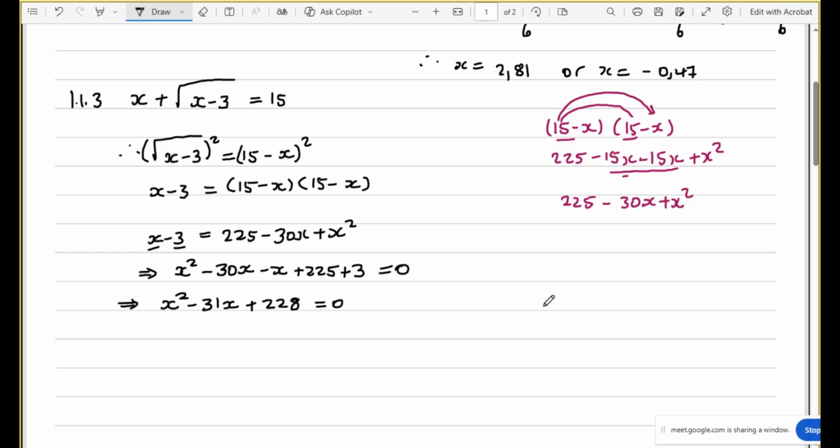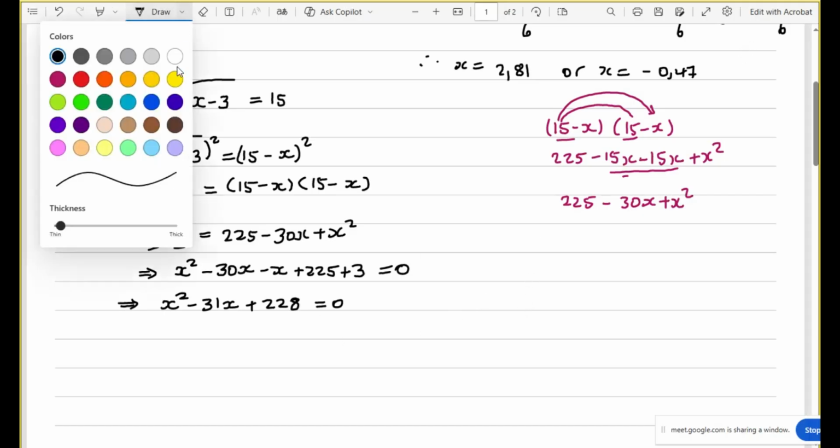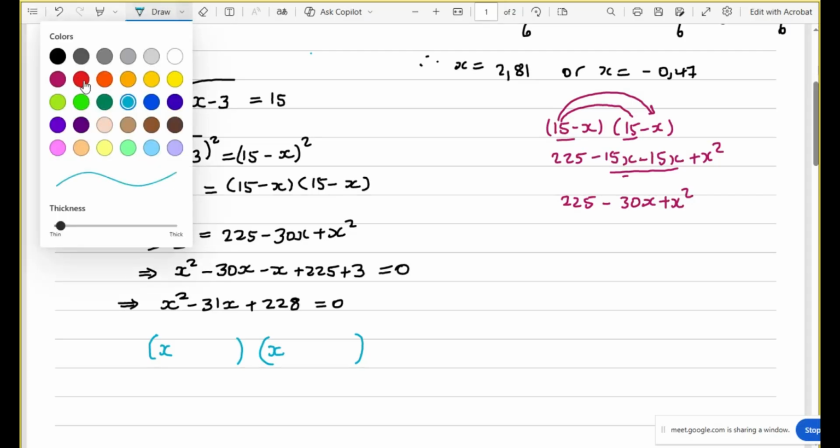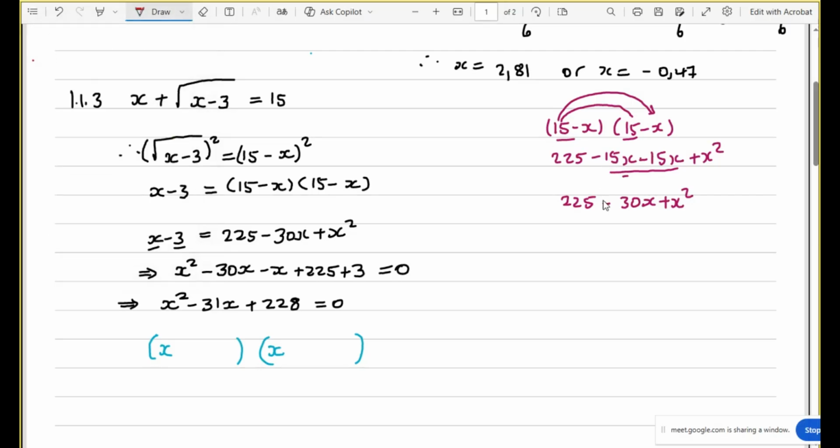I know that this is a very big number. Since this is a very big number, whatever I'm going to show you now on the board, please don't include that on your answer sheet. You're going to first write 2 brackets, and then x on both sides, to know what are the factors of 228 that will give you 31 when you add or subtract them.